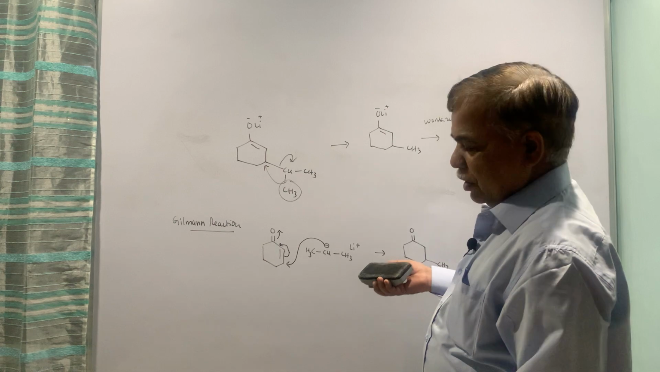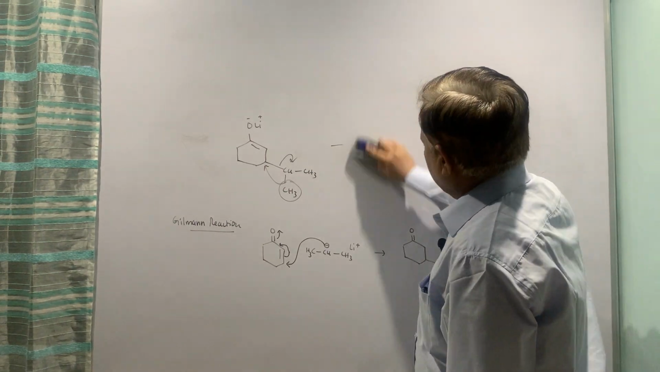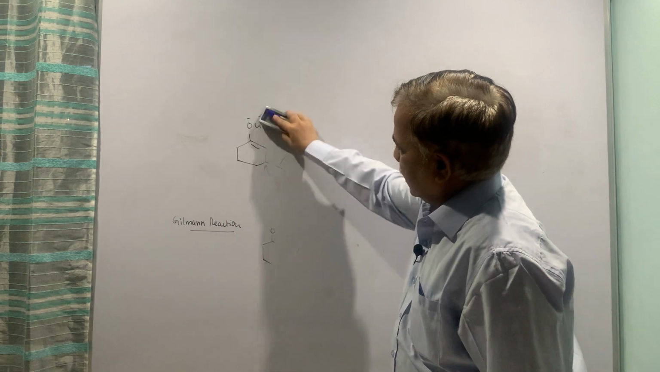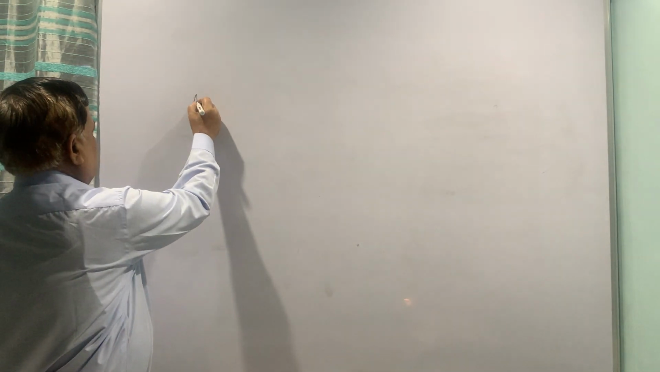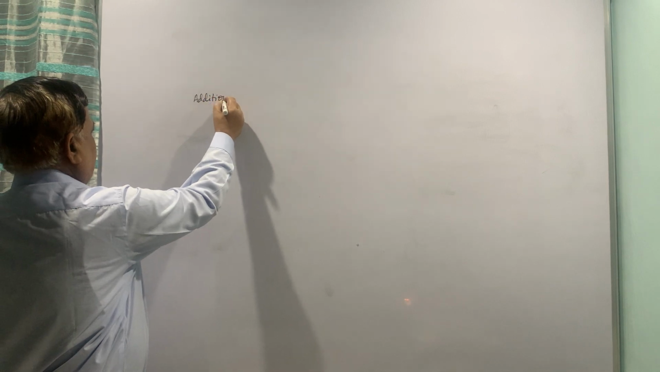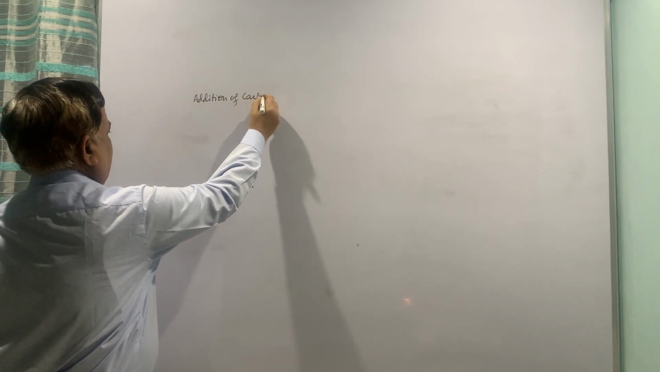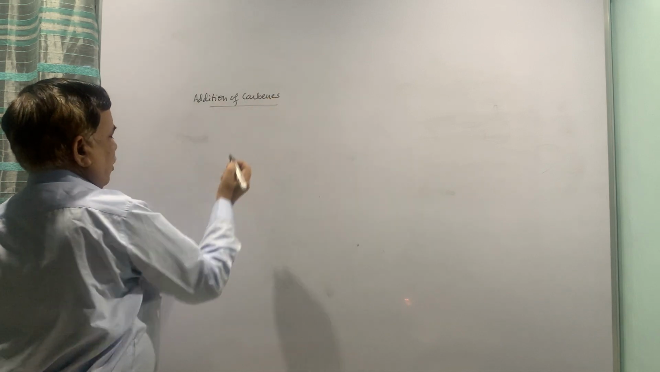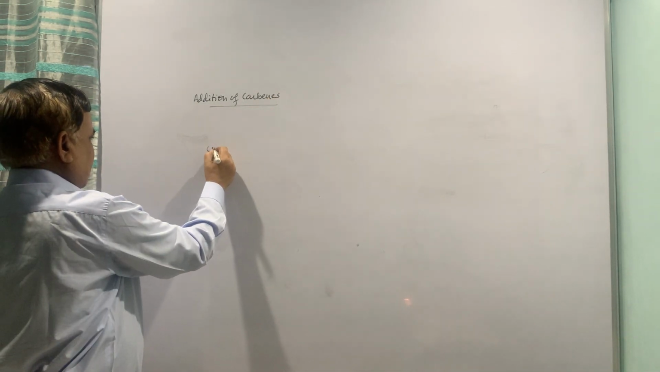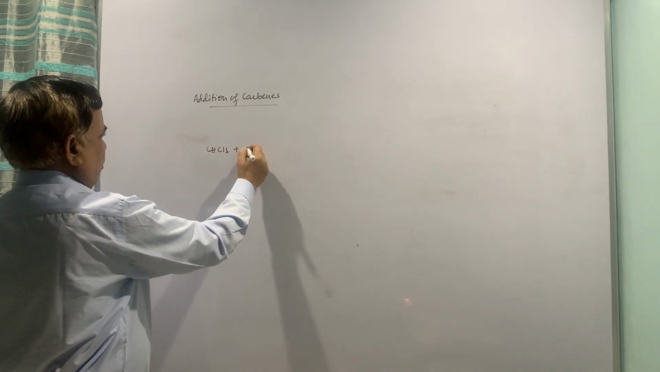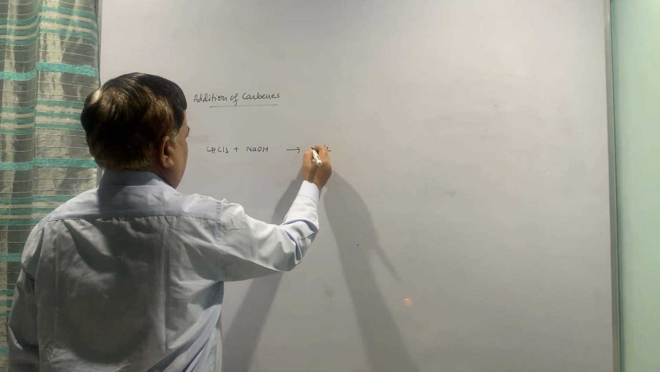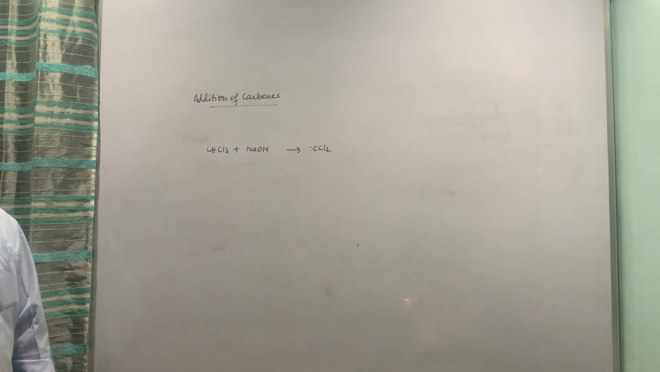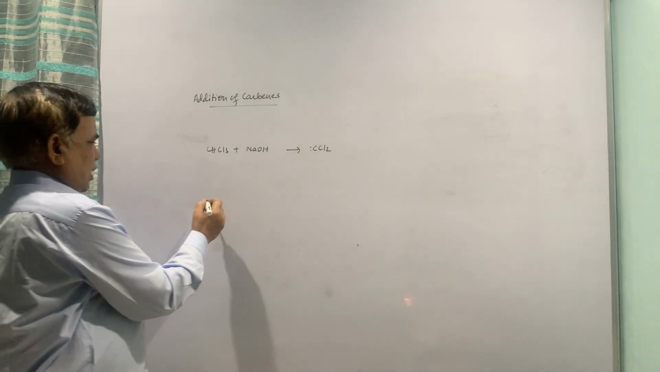We will come to the examples soon. Let us finish one more type, that is addition of carbene across the double bond. Now carbenes you can derive, let us say, when chloroform is treated with NaOH or KOH, you get chlorocarbene as a result of a 1,1 elimination reaction. Now this can be added to double bonds.